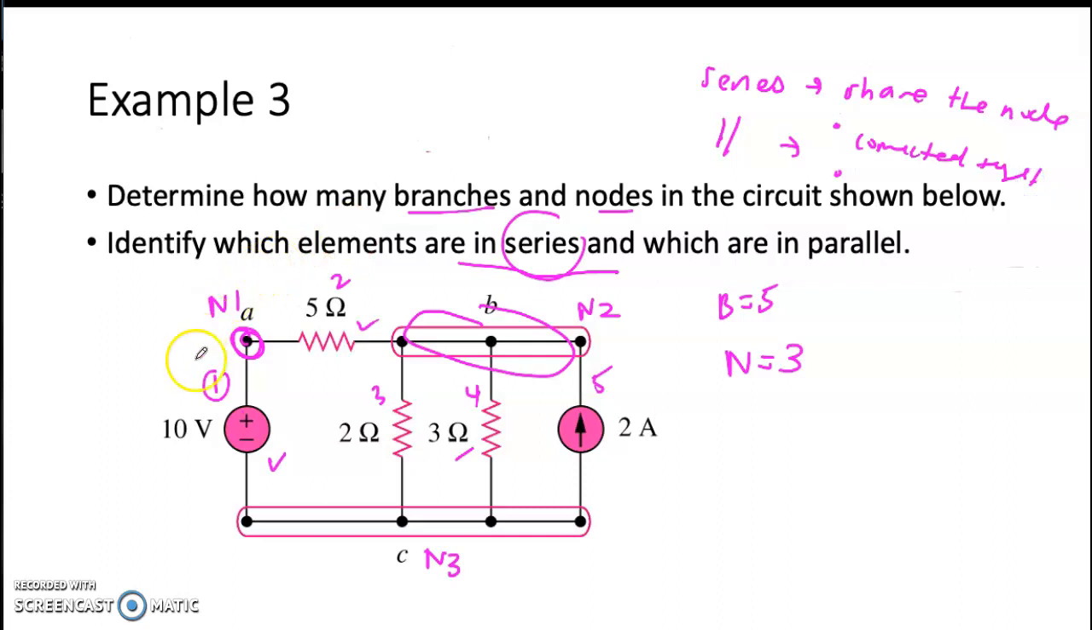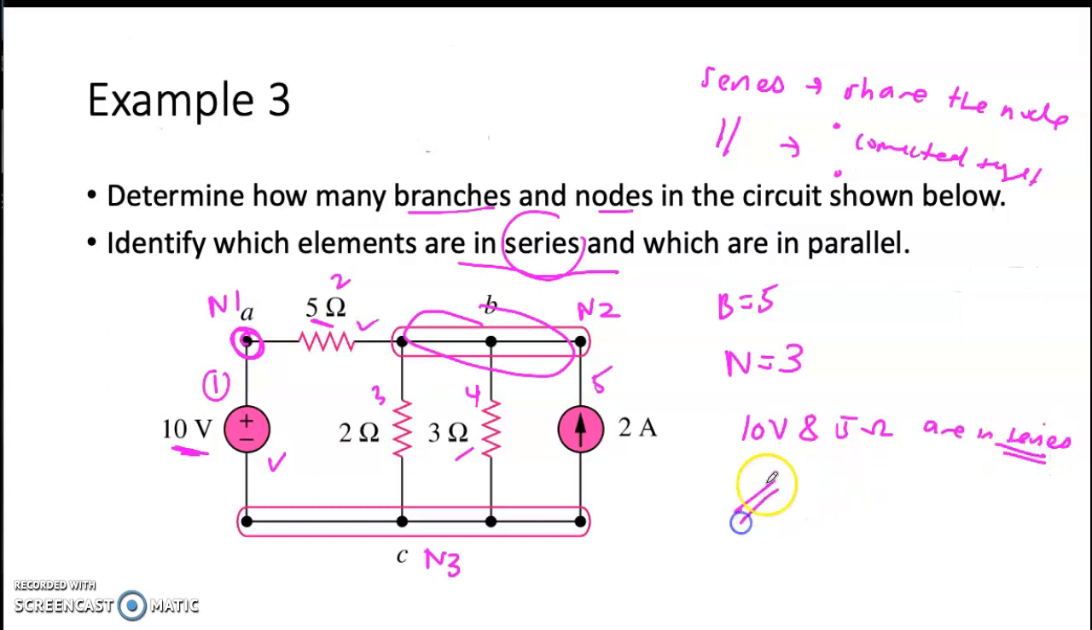Okay, so the ones that are sharing the nodes here are between the 10 volt and the 5 ohm. So we can call the 10 volt and 5 ohm a series circuit.